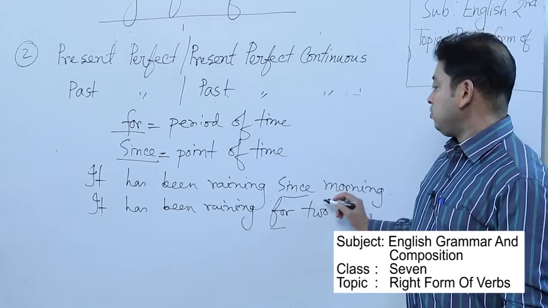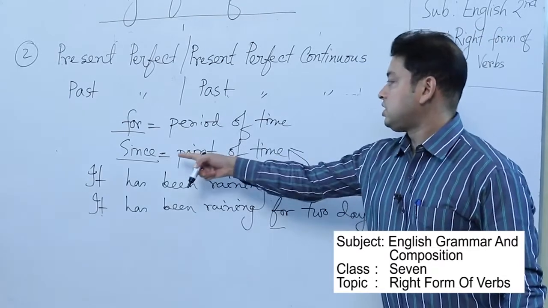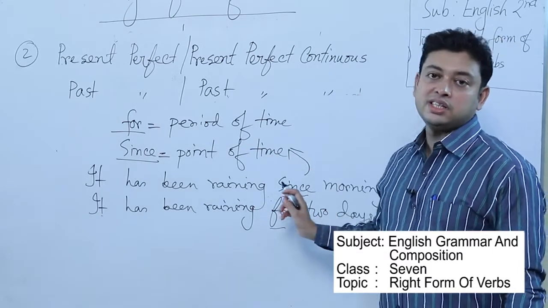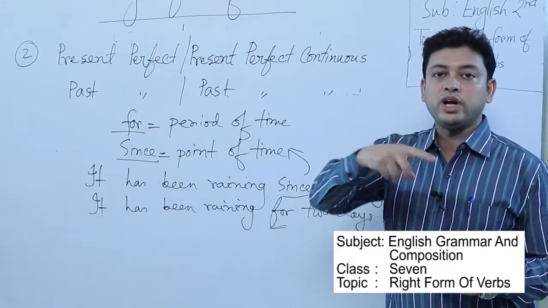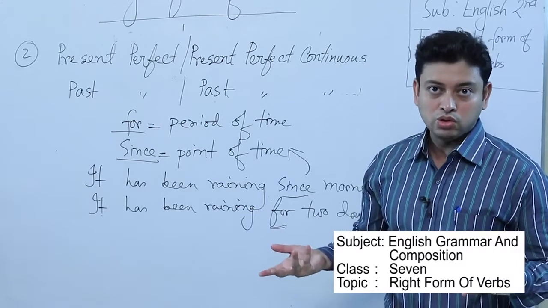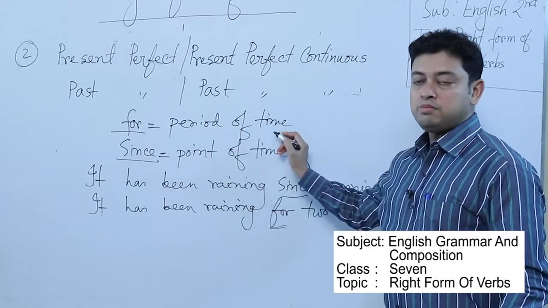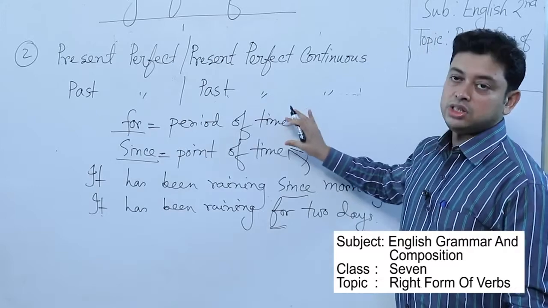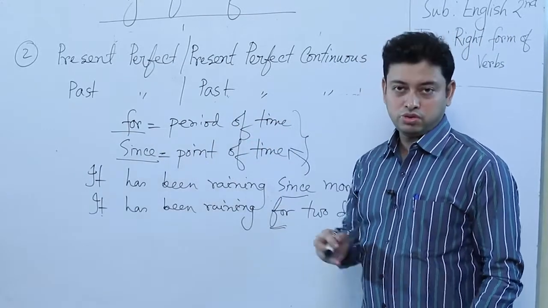Here we are very specific about this time, since point of time, that means the time is fixed, from morning the rain has started. And here for 2 days, we do not know from when, or whether it is from Friday or from Saturday or from Sunday, we do not know. So, time is not specific here. So, for period of time and since for point of time. So, these two things you should have in your brain.